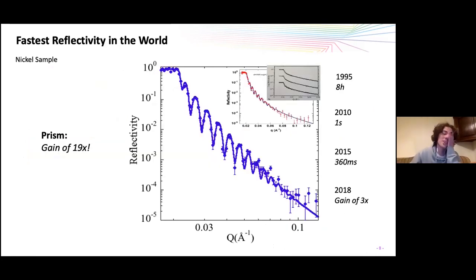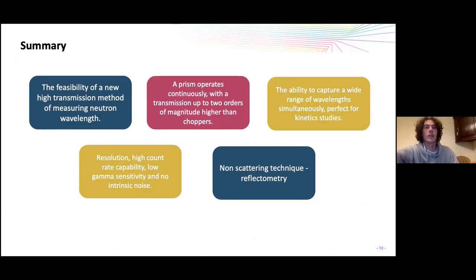And really, to emphasize this point is this figure, which I really like. If you just take a normal nickel sample, these experiments haven't really changed in about 25 years. So take a nickel sample in 1995, these measurements would have taken 8 hours. And then in 2010, they go down to 1 second, 2015, 0.36 seconds, 2018, same time, but a gain of 3. But now using a prism, you have a gain of like 19 times of the 2018 results. And I just think that's very, very impressive as a technique, as an improvement. So just to summarize a few things at this point.